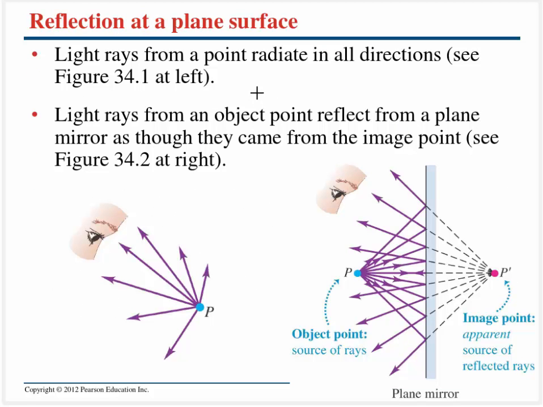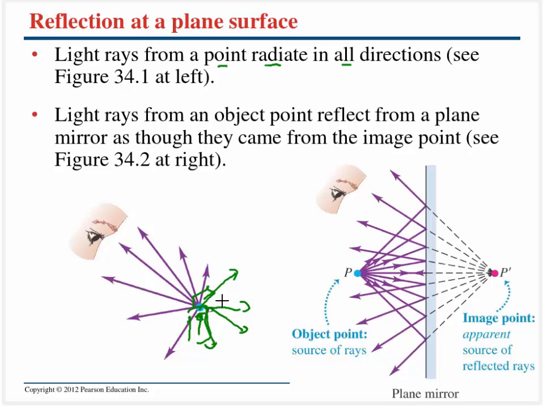Let's consider light rays coming from just a point source. So we could be looking at some object at point P, and this object is going to be illuminated by sunlight, or you could say we're looking at a candle or a light bulb or something like that. The light rays are going to radiate in all directions, so you can imagine having infinite rays coming off this point P in all directions.